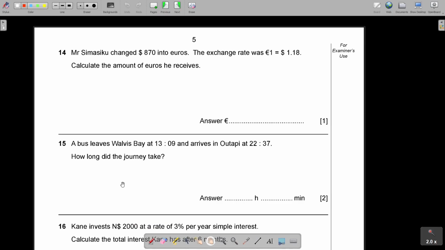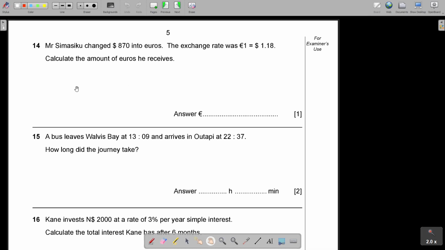I think from this question, because the questions become a little bit more difficult, maybe I will go directly to the exam report. Okay, I'll see as soon as I did the question. So question number 14. Mr. Shimashiku changed $870 into euros. It's dollar to euros. The exchange rate was 1 euro equals $1.18 American dollar. Calculate the amount of euros he received.